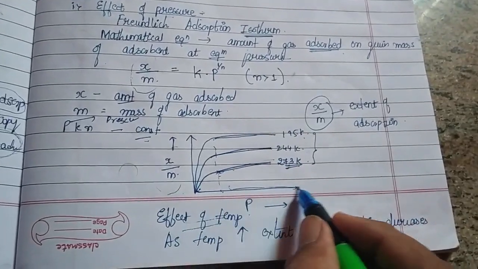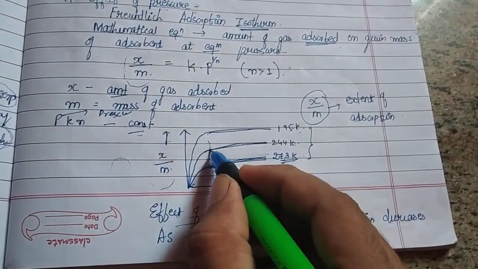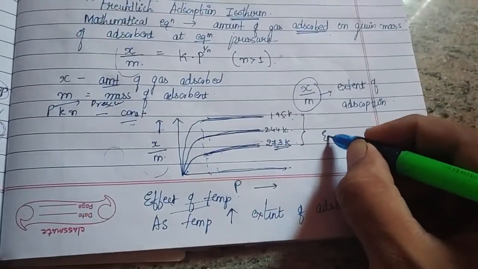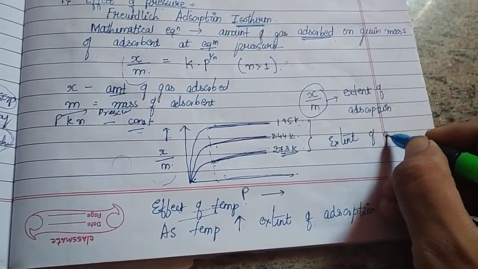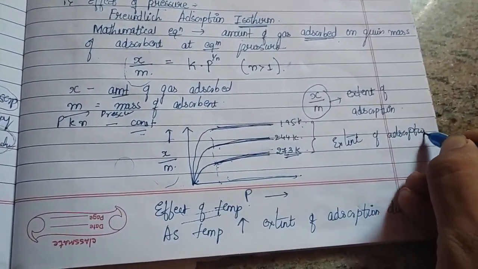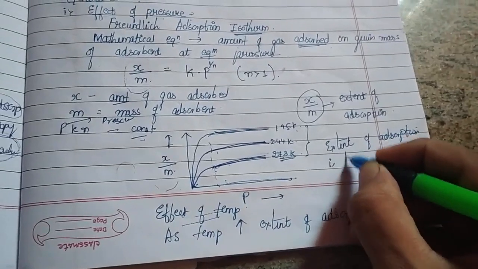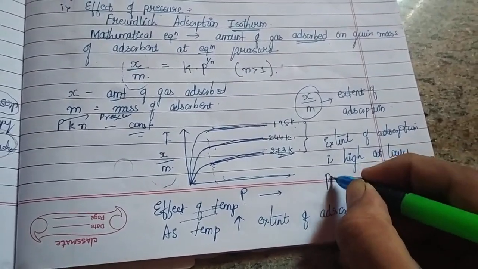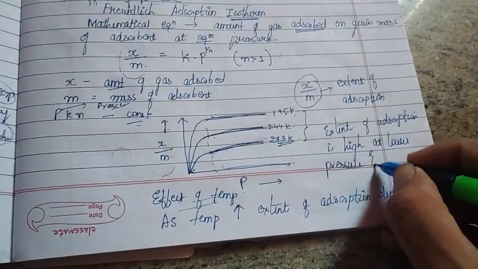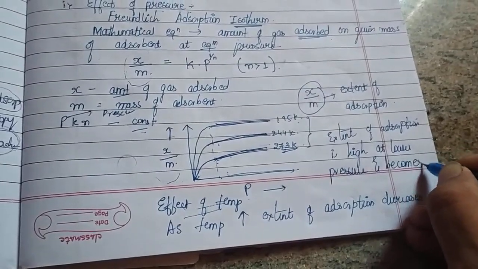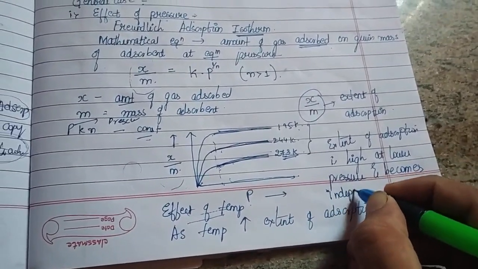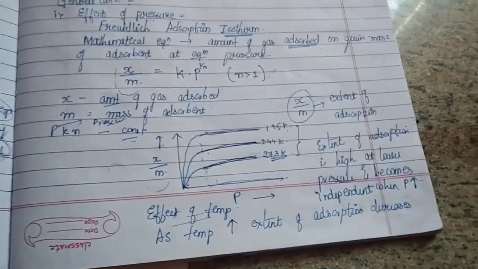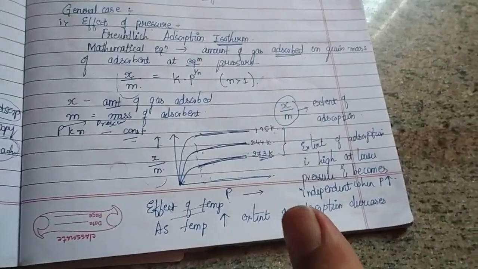However much pressure you give, it becomes constant. We can see this in the graph itself. So what can we say? The extent of adsorption is high at lower pressure, and becomes independent when the pressure increases. So these are the two important general cases.